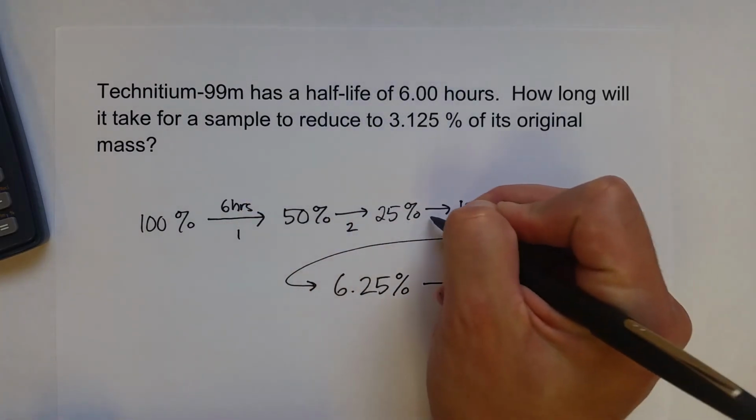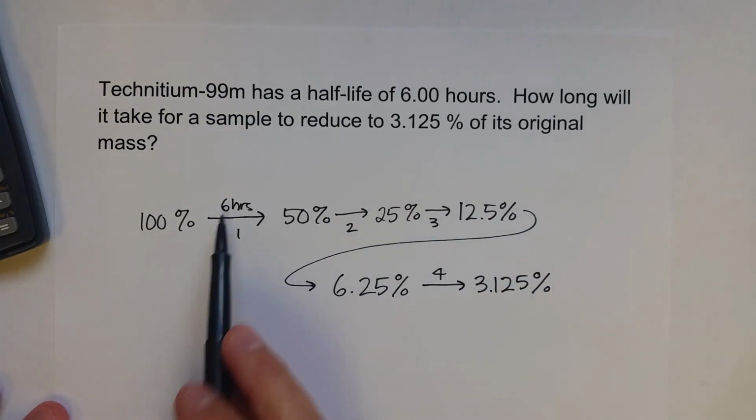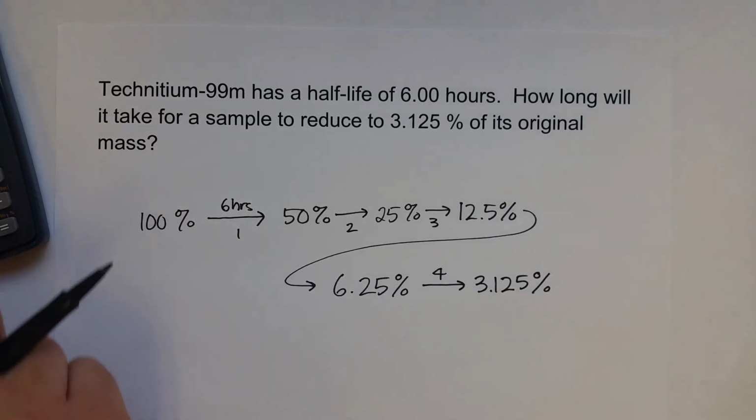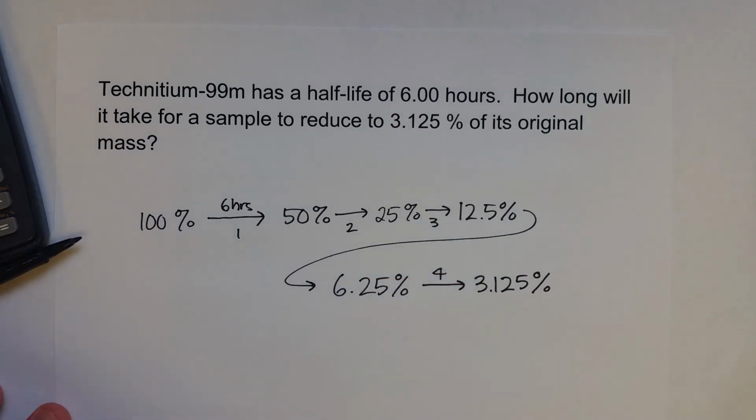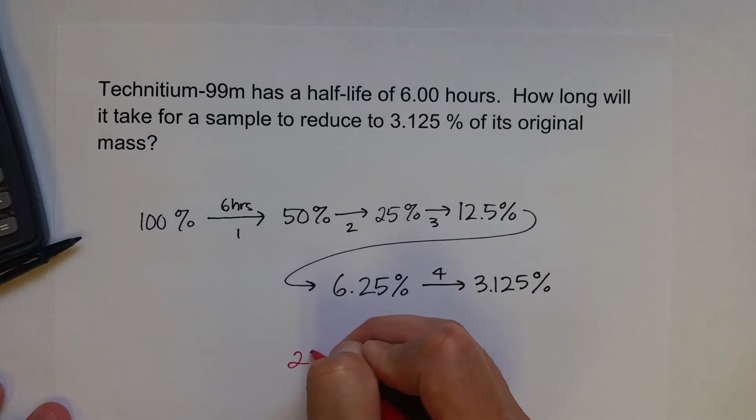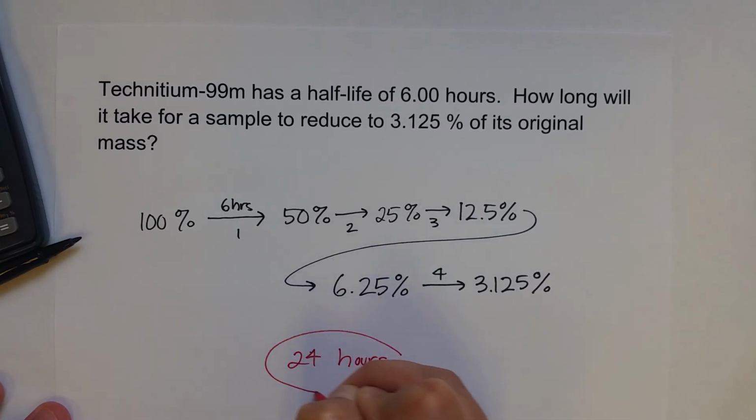So that is how many half-lives? 1, 2, 3, and then 4 half-lives. And if each half-life is 6 hours, 4 times 6 is 24 hours. And so it would take 24 hours, or 1 day, for this sample to decay to 3.125% of its original sample.